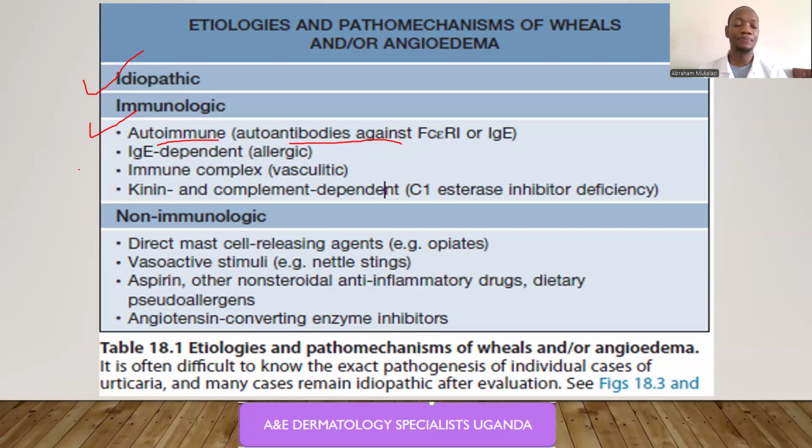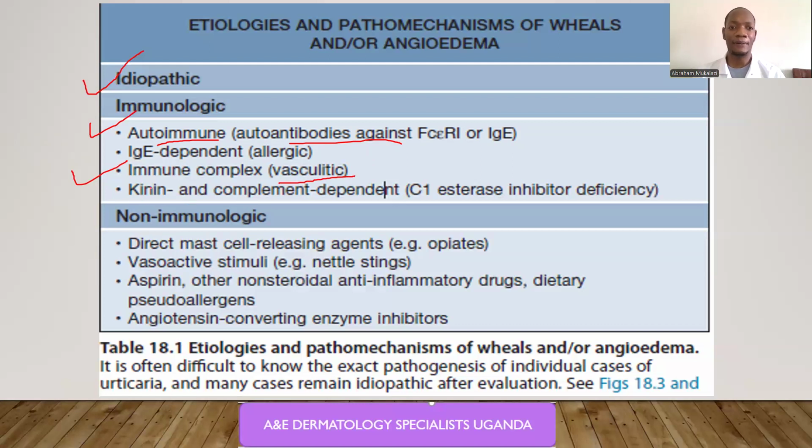In other situations, you have different immune complexes that are deposited at the base of the blood vessels, triggering activation of the complement system. And at the end of it all, you have production of vasodilator chemokines that end up causing vasodilation and also damage to the vasculature. So in this case, you'll end up with a vasculitis of some sort, but presenting with urticaria lesions.